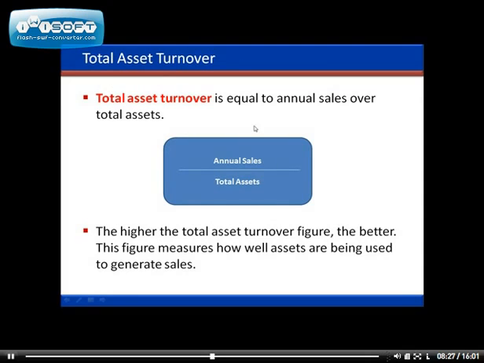All right, so total asset turnover. Total asset turnover is equal to annual sales over total assets. And once again, we get the annual sales from the income statement, and we get total assets from the balance sheet. And the higher the total asset turnover figure, the better. And this figure measures how well assets are being used to generate sales.